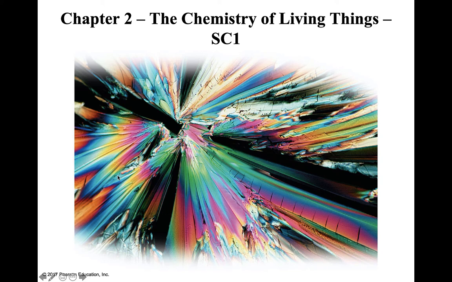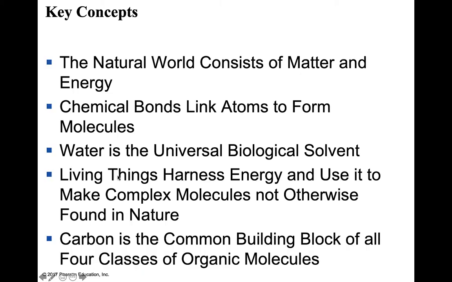Chapter 2, The Chemistry of Living Things, Screencast 1. Now, this chapter is going to focus primarily on chemistry, and it's a very, very broad term that we'll be looking at. We will be focusing primarily on that chemistry that's critical to the human organism. So we won't be looking at all chemistry. Now, this first screencast will primarily be an overview of some very, very general chemical terms and things like that that are important as we move forward.